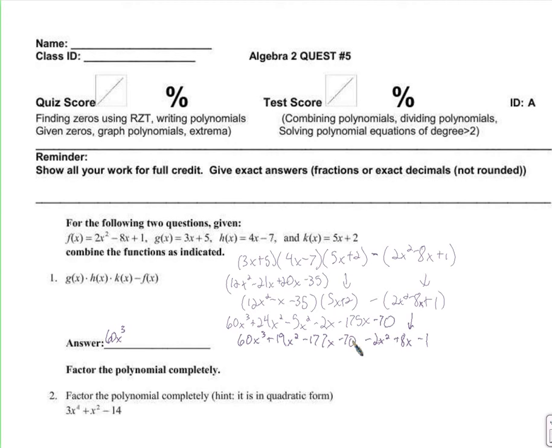19x squared minus 2x squared is 17x squared. Negative 177x plus 8x is negative 169x. Yeah, that's right. And then negative 70 minus 1 is negative 71. There it is.